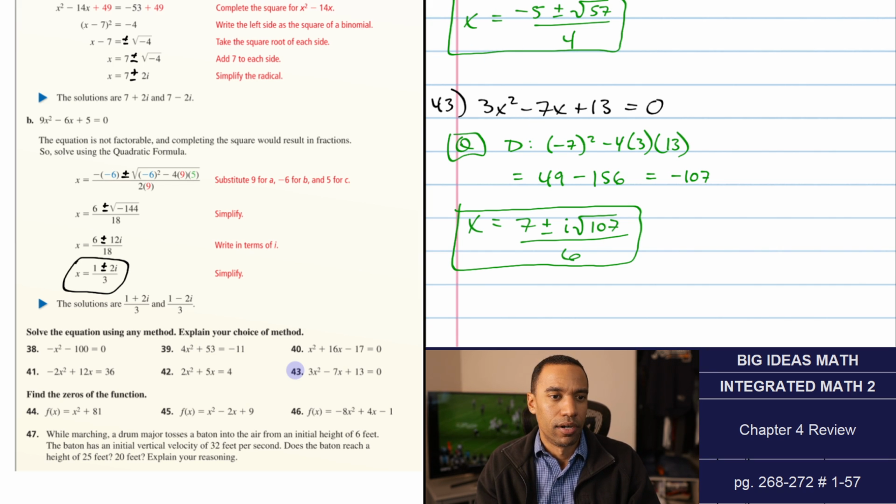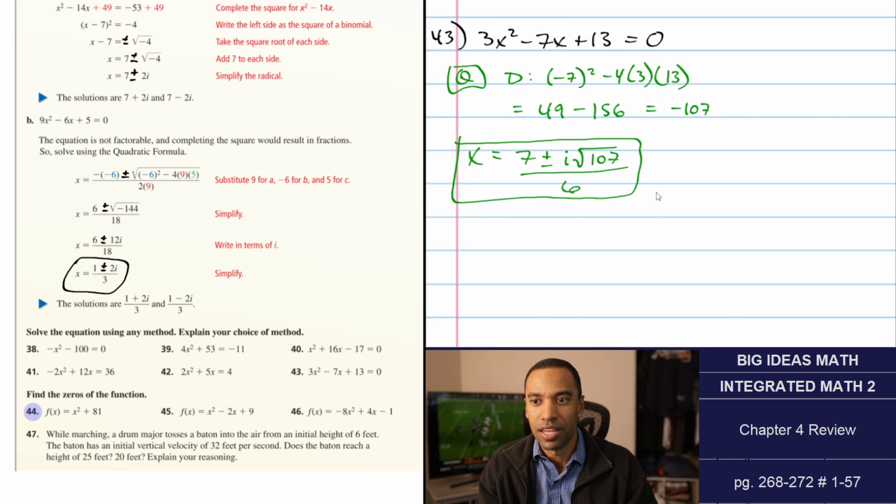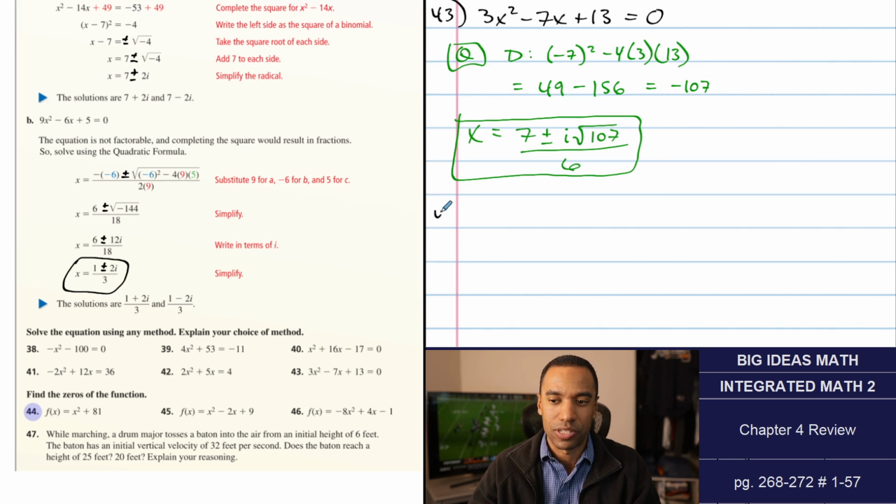Okay, number 44 to 46. Now, these are no different from the problems you see above. They state it differently, but the very first thing you're going to do is set this thing equal to 0, and then you solve. When they say find the zeros, they say solve for x when y is 0. That's it.